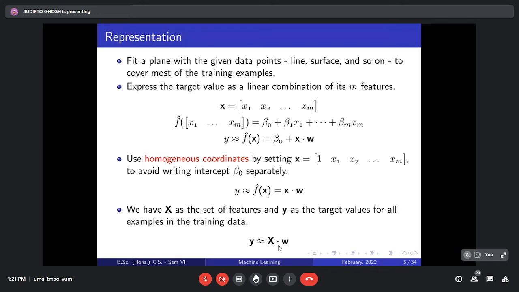Again, if we have only one feature, then this vector reduces to one and x1, and W only contains beta naught and beta one. So that again comes out to be beta naught plus beta one x. That is our model right here.